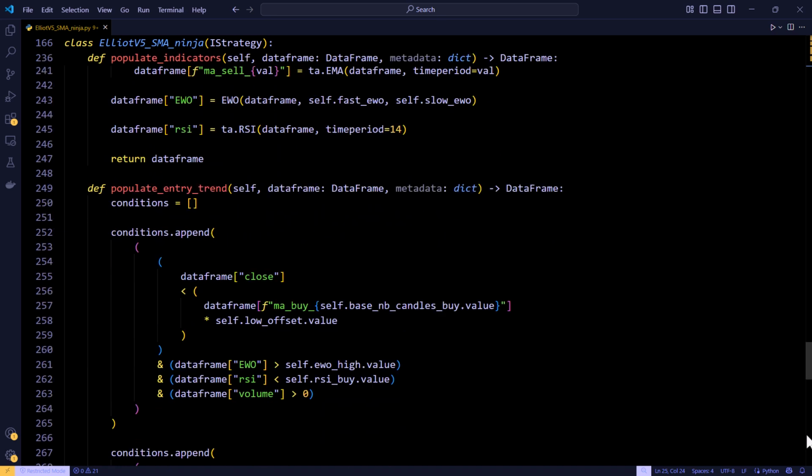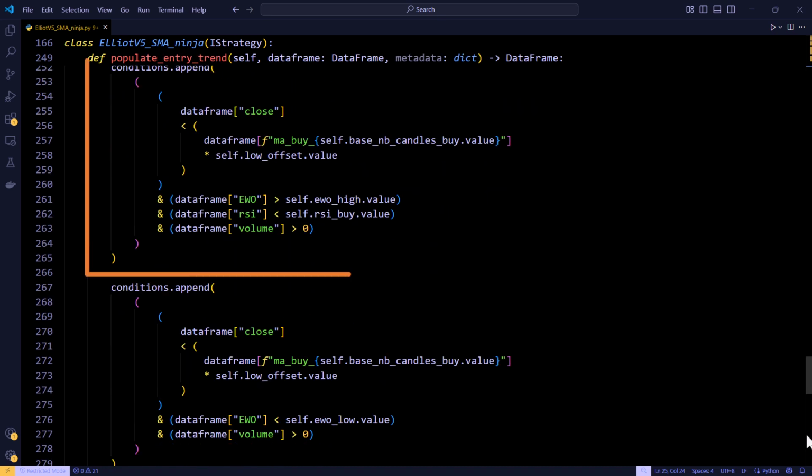There are actually two entry rules. The first condition is a bullish pullback where price comes below the EMA and the low offset. The EWO should be above a high threshold and the RSI below a buy threshold. And there should be positive volume. And there is also a second condition where the price should be below the EMA times a low offset, the EWO should be below a low threshold, and there is also a positive volume. And if one of those conditions is met, then the strategy enters a trade.